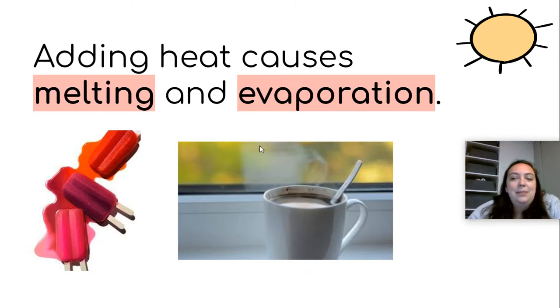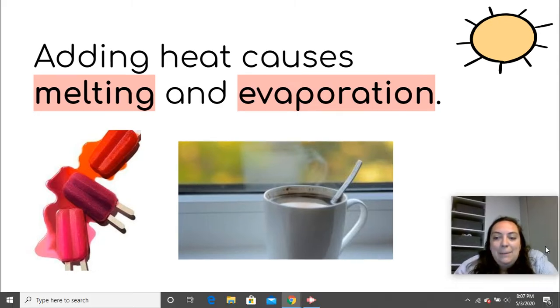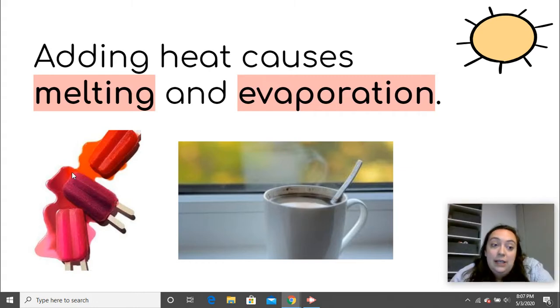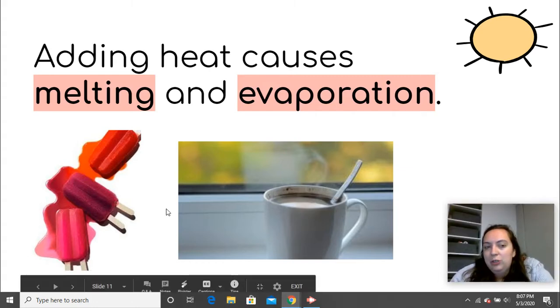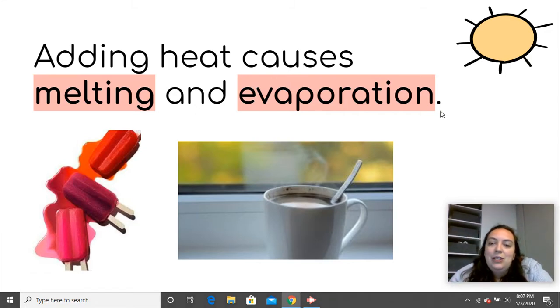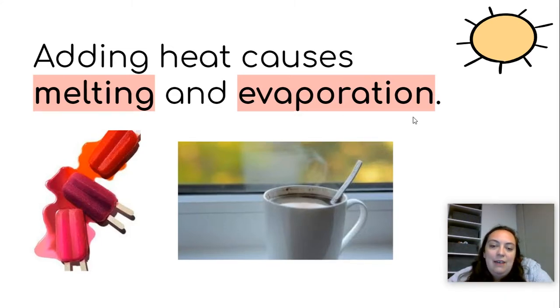So when we add heat to something, that can cause melting, and so for example, a popsicle. We also saw that with our marshmallow, right? We added heat to it, it started to melt. And it can cause evaporation. So if you add heat, another example, I think this is like a cup of hot chocolate. That sounds really yummy as well. When you add heat, so this hot chocolate's very hot, it starts to steam. And so the steam from that hot chocolate is evaporating into the air. And so adding heat can cause melting and evaporation.